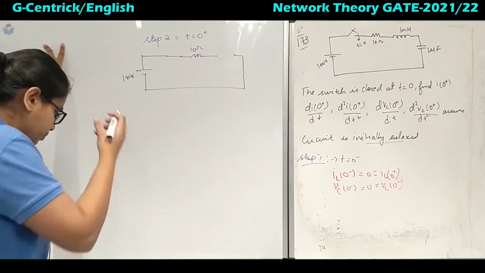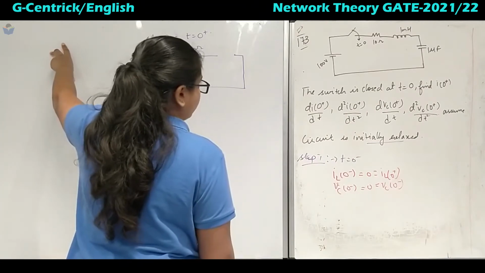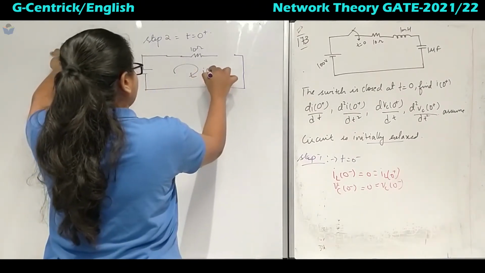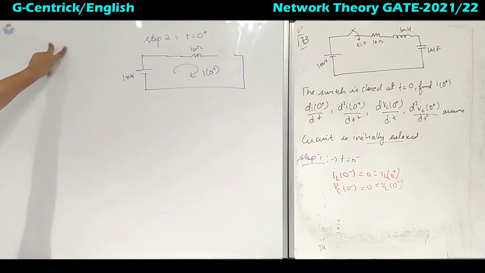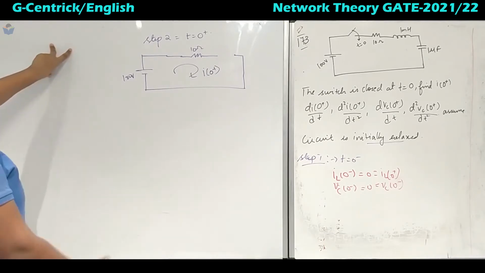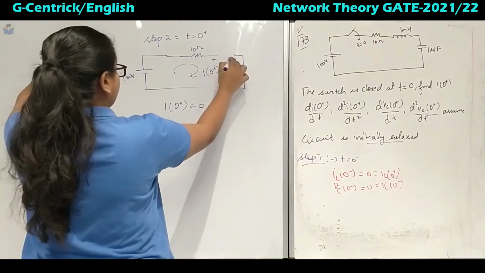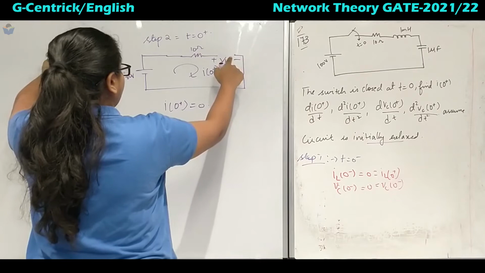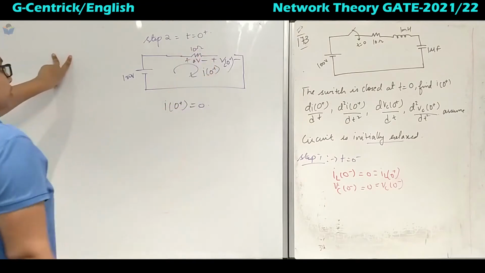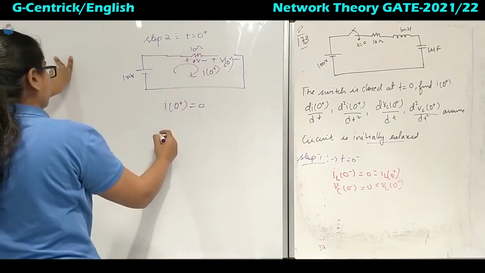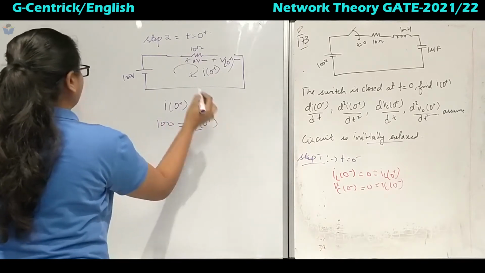So what do we have to find? First we have to find the value of I of 0 plus. The current in this one will be 0, because it is open circuit. So I of 0 plus equals 0, but we have VL of 0 plus. If the current is 0, then the drop across the resistor will be 0 volts. So apply KVL. If you apply KVL, what will you get? 100 volts equal to VL of 0 plus.